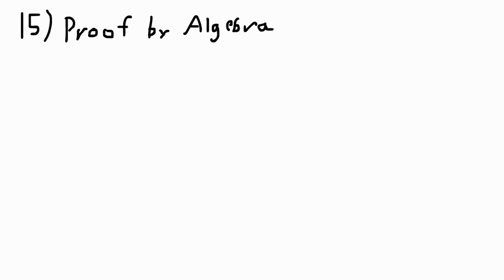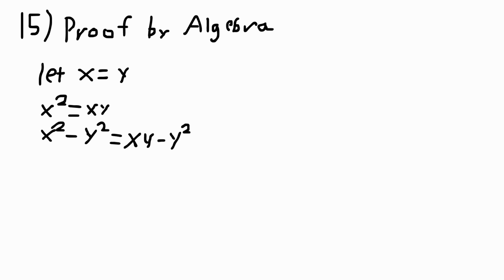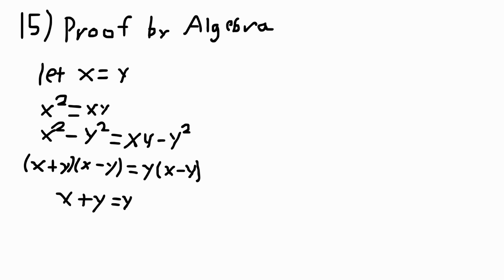Proof by algebra. Let x equal y. x squared will equal x times y. x squared minus y squared equals xy minus y squared. You can factor both sides to get that x plus y times x minus y is equal to y times x minus y. Divide both sides by x minus y and you get x plus y equals y. Since x is equal to y, this can be rewritten as y plus y equals y, which means that 2 equals 1, which, subtracting 1 from both sides, gives 1 equals 0.